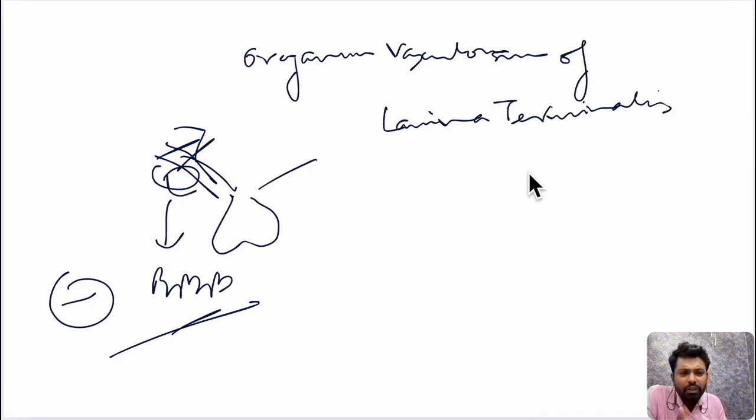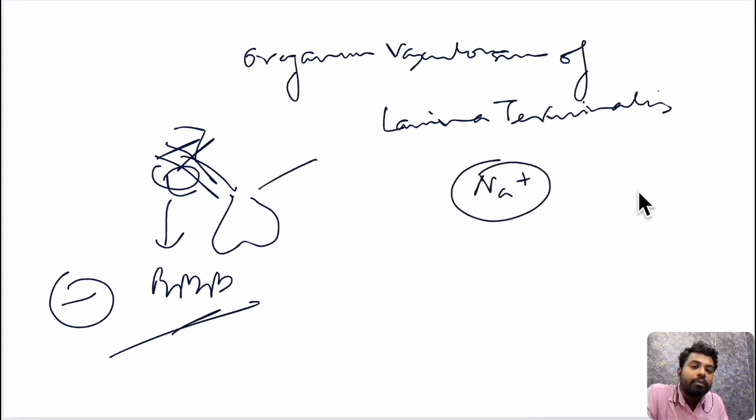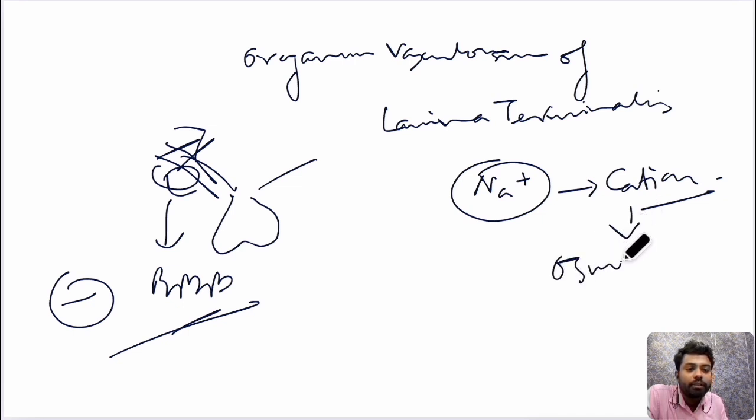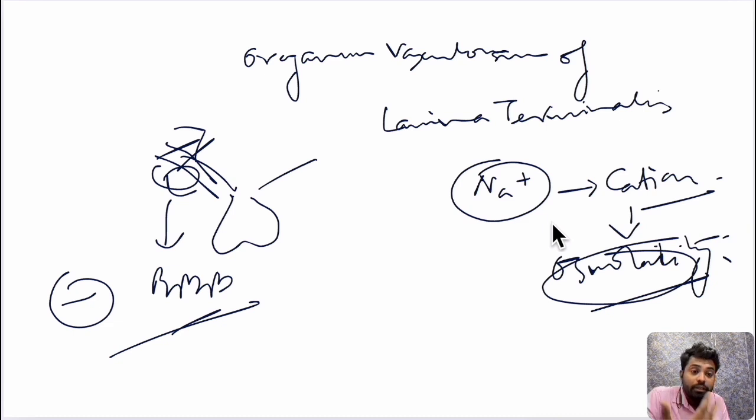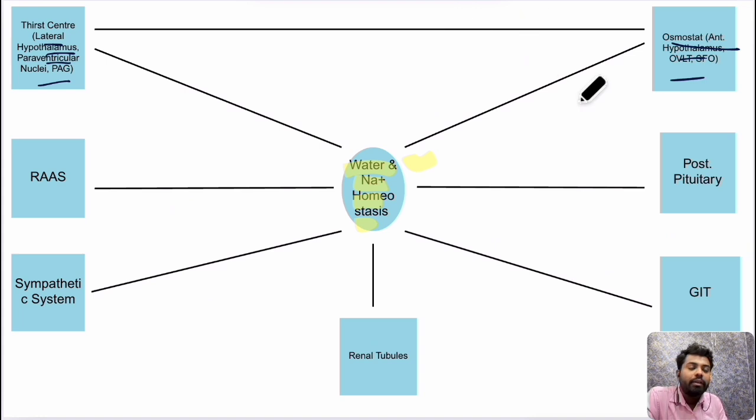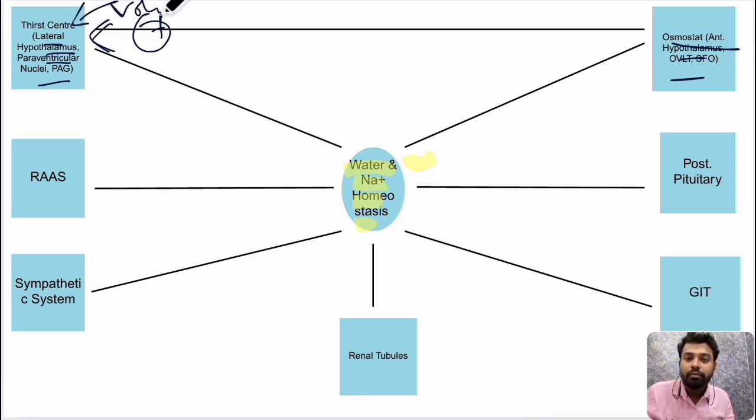And why am I talking about osmolarity in the case of sodium metabolism? Because sodium is one of the most important cations in our body that is controlling your osmolarity. So what happens when the body senses that your osmolarity is more? It will stimulate your thirst center.